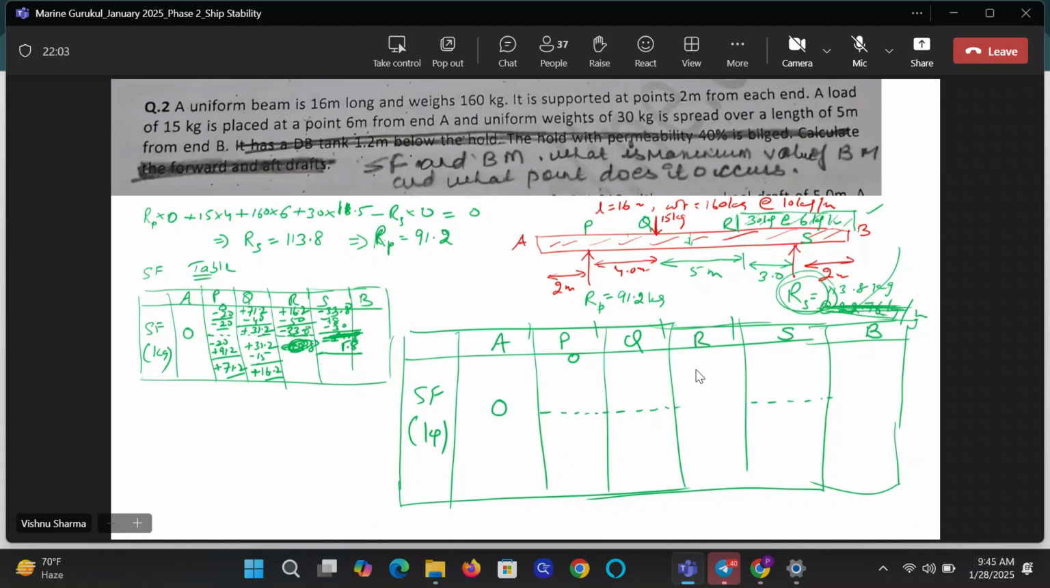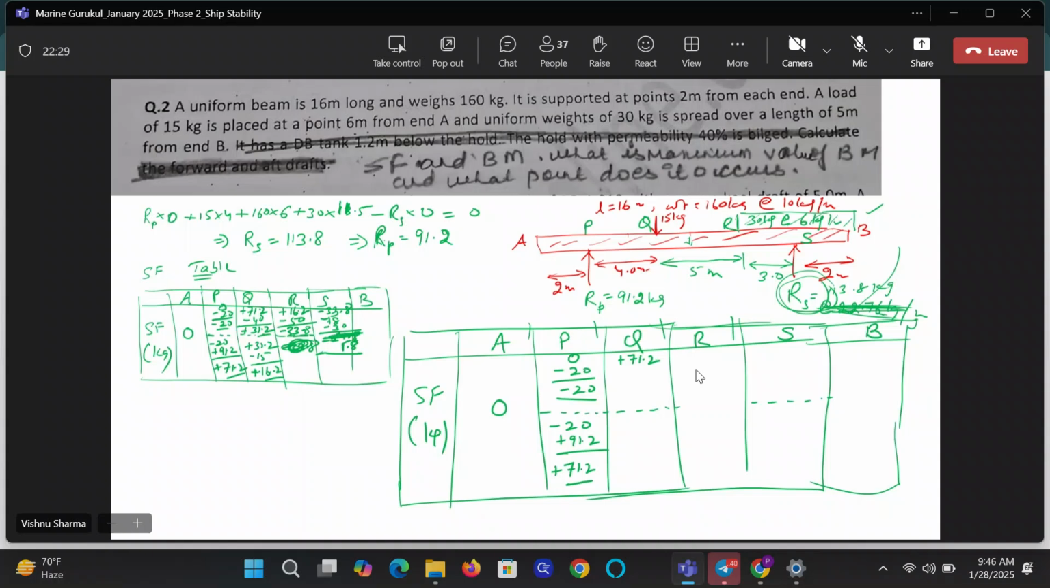From A to P, left of P, the change is 2 meters of beam weight, so it will be minus 20. Now there will be no mistake when I start talking to myself. I carry forward my minus 20. And when I go just to the right of P, plus 91.2 comes into the picture, making it plus 71.2. I carry plus 71.2 to the next one.